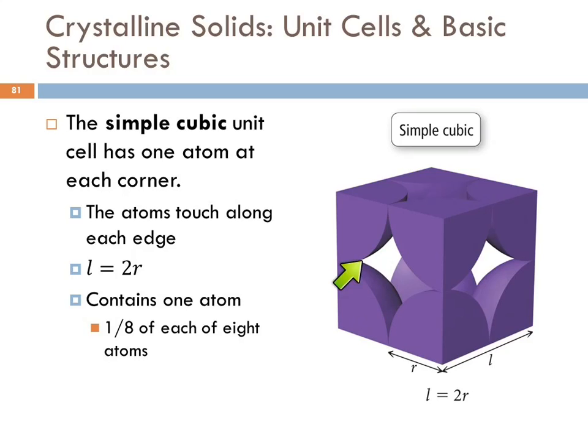This cell has 1 atom in it. It has 1/8 of each of 8 atoms. So this is 1/8 of an atom, and 1/8, and 1/8, and 1/8, and down here there's 4 more 8ths, and that all adds up to 1.